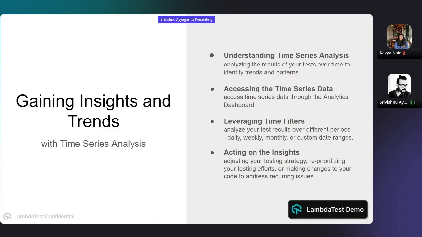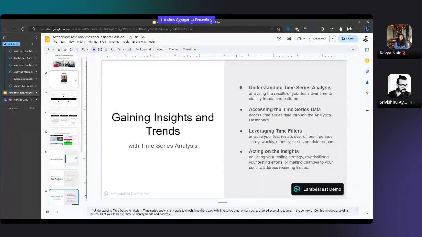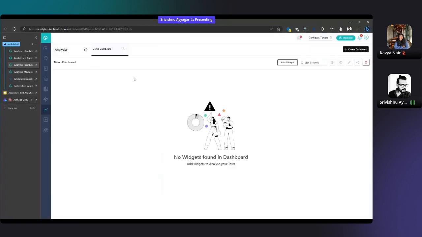Remember, time series analysis is a powerful tool but requires careful interpretation. Always consider the context of your data and be aware of the external factors that might be influencing the results as well. So now I'll be presenting the demo on how, within LambdaTest analytics, you can look for different kinds of time series data.